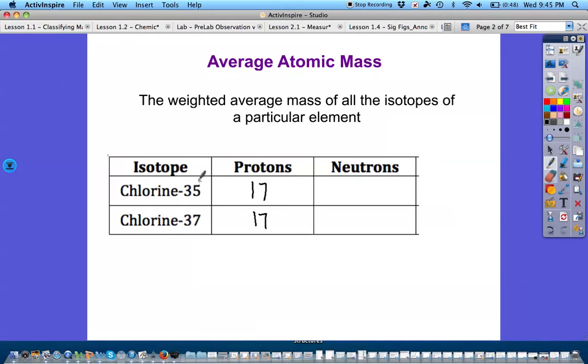The mass number is given to us, so 35 minus 17 is going to give us 18 neutrons, and 37 minus 17 is going to give us 20 neutrons. So the protons are the same, but the number of neutrons are different because we have different mass numbers.